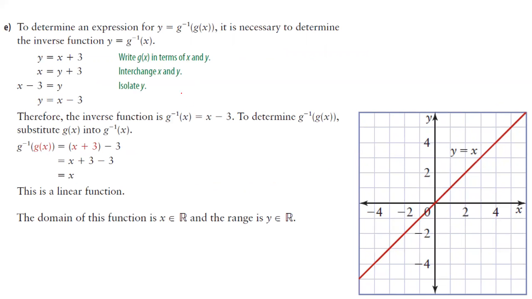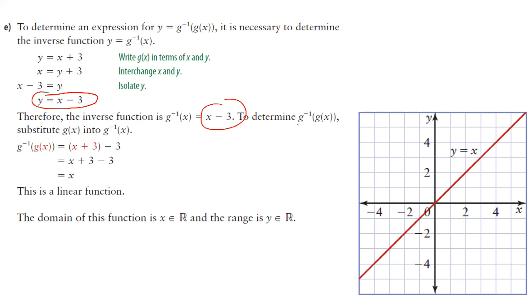Okay, the last question, to determine an expression of y equals the inverse of g of g(x). It is necessary to determine the inverse function y equals the inverse of g(x) first, right? So in order to find the inverse function of g(x), we need to solve x in terms of y according to the function y equals x plus 3. And the result is x equals y minus 3. Therefore, the inverse function of g(x) is x minus 3, right?